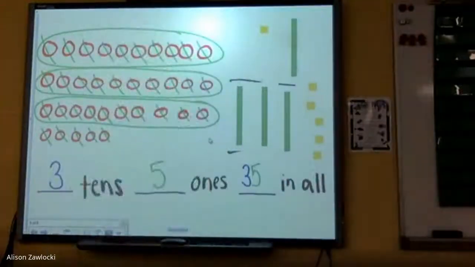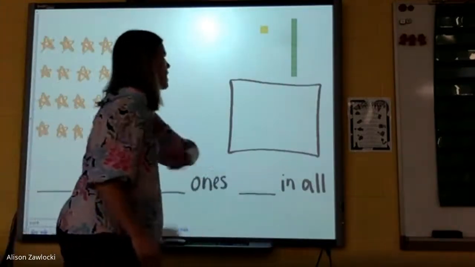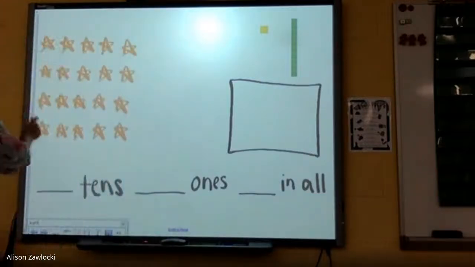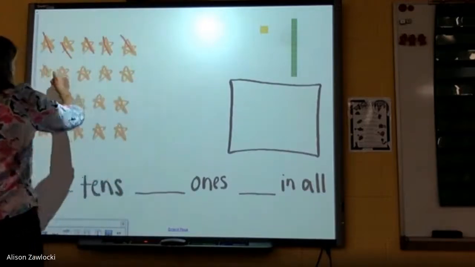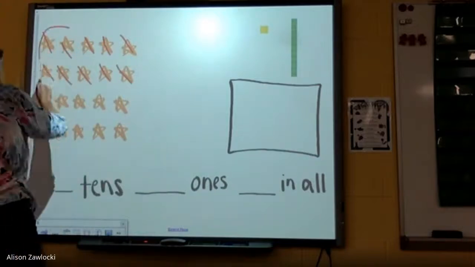All right, let's do our next one together. Again, you do not need to draw the objects. I just want you to write the 10s, 1s, and how many there are in all. Let's go ahead and get started counting. All right. 1, 2, 3, 4, 5, 6, 7, 8, 9, 10. Oh, I got to 10. I need to circle it.